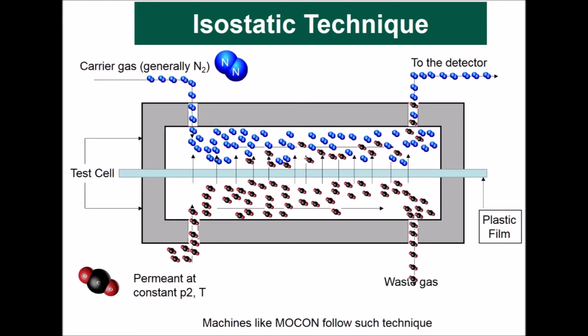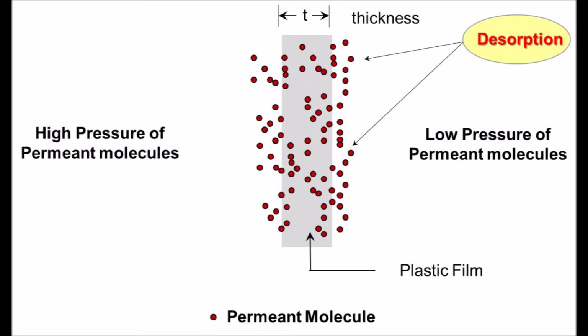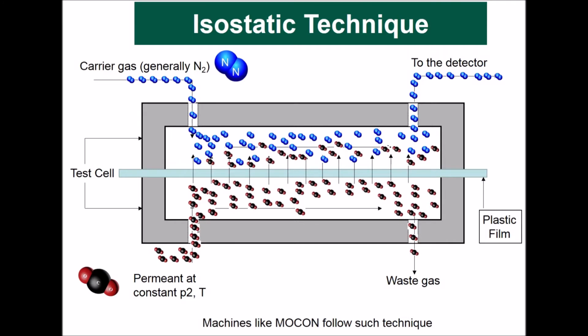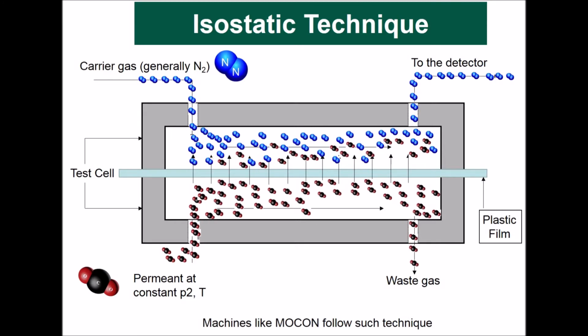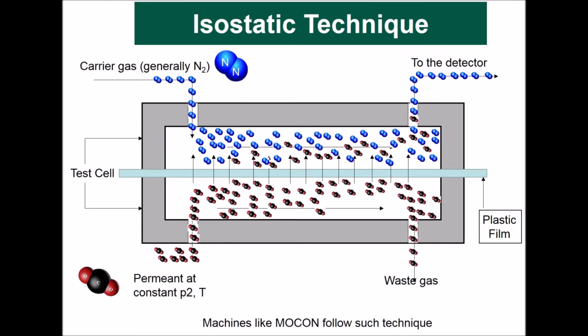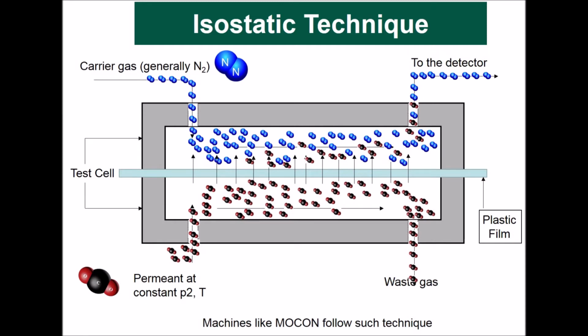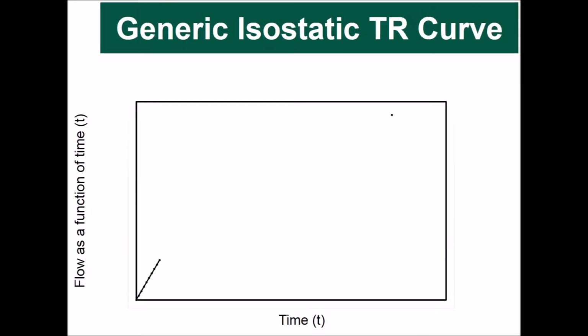The CO2 molecules adsorb, diffuse, and then desorb towards the carrier side. Once the molecules desorb and enter the carrier side, they are instantly flushed with the nitrogen gas and carried to the sensor or the detector. The sensor quickly measures the amount of the permeant molecules moved to the carrier side as a function of time.